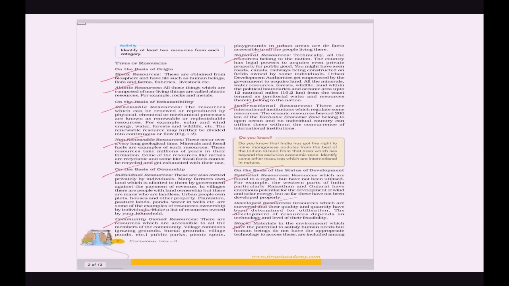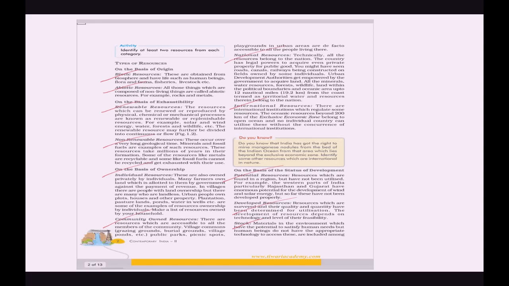Now students, the first broad category is on the basis of origin, and on the basis of origin it is further divided into two parts. First is biotic, and from the word it's clear, biotic is the living, that is these are obtained from the biosphere and have life, such as human beings, flora, fauna, fisheries, livestock, etc. And the other part is abiotic resources, which come from non-living things. All those things which are composed of non-living things are called abiotic resources. For example, rocks, minerals, wind, sunlight, these all come under the category of abiotic resources.